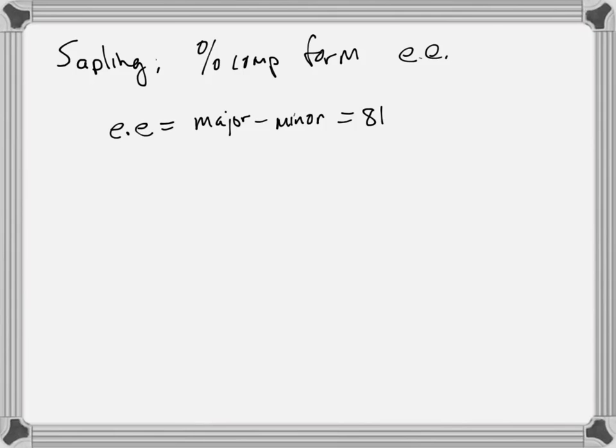Right, well, if one's major and one's minor, I've got two unknowns. What else do I need to know? I know that if I add the percentage of my major plus my minor, it has to equal 100%. I now have two equations, two unknowns I can go through and solve.